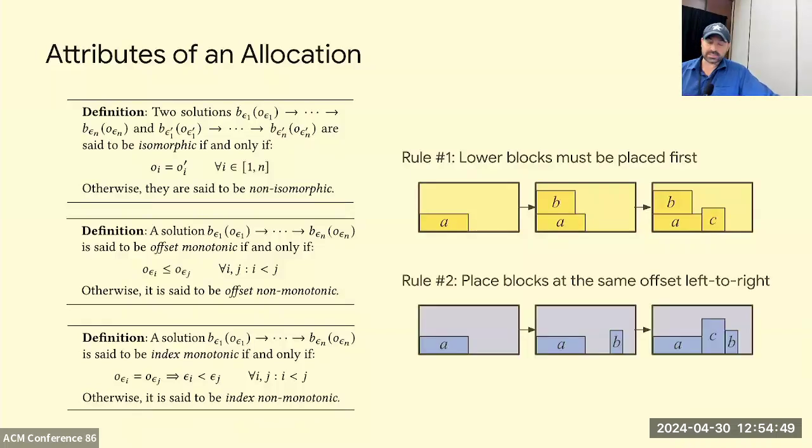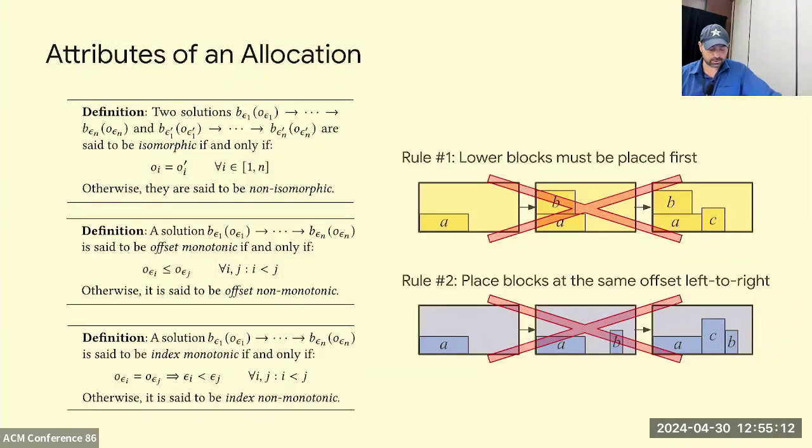And the other rule is that for blocks that are at the exact same offset, they have to be placed left to right. So again, we have buffer A, placed after that is buffer B and then buffer C. But you see that C goes in the middle. Nothing stopped us from going A, C, B instead. So because of this rule, we would eliminate that one. So both of these sequences, we would say, are not allowed in this new augmented search space.